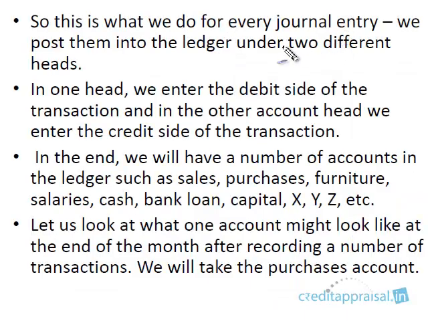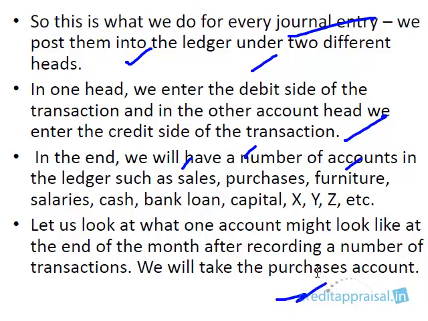So for every journal entry, right, we post it into the ledger under two different heads. In one head we enter the debit effect, and the other head will have the credit effect. So in the end what we'll have is a number of pages, each having a single head, like a sales head or purchases, furniture, each will be a single head. And at the end of the month, this is what our purchase account, for example, might look like.